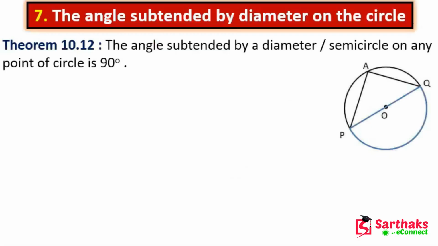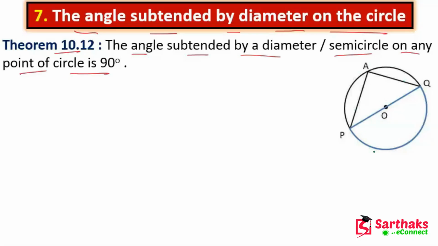Today we are going to discuss the angle subtended by a diameter on the circle. Let's see theorem 10.12. This theorem states that the angle subtended by a diameter or semicircle on any point of the circle is 90 degrees.